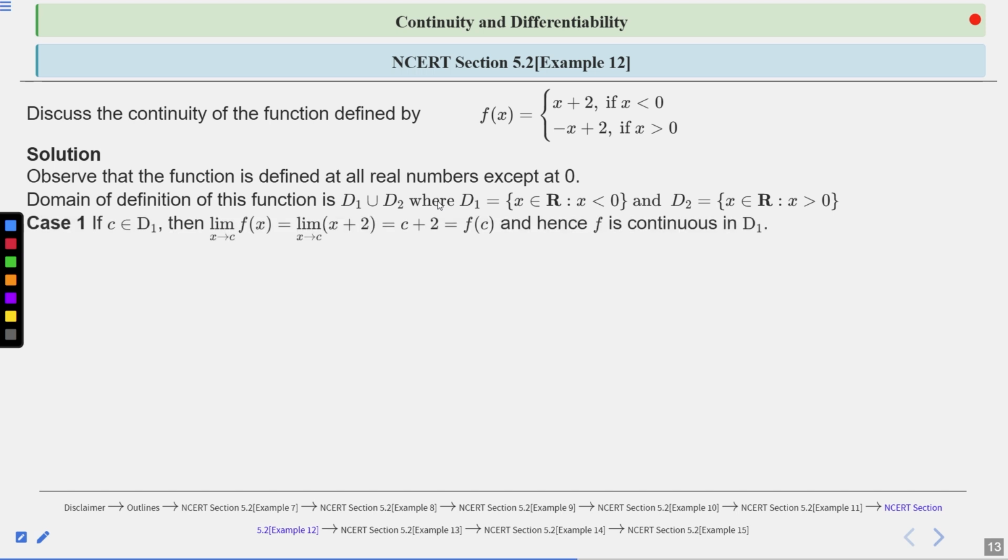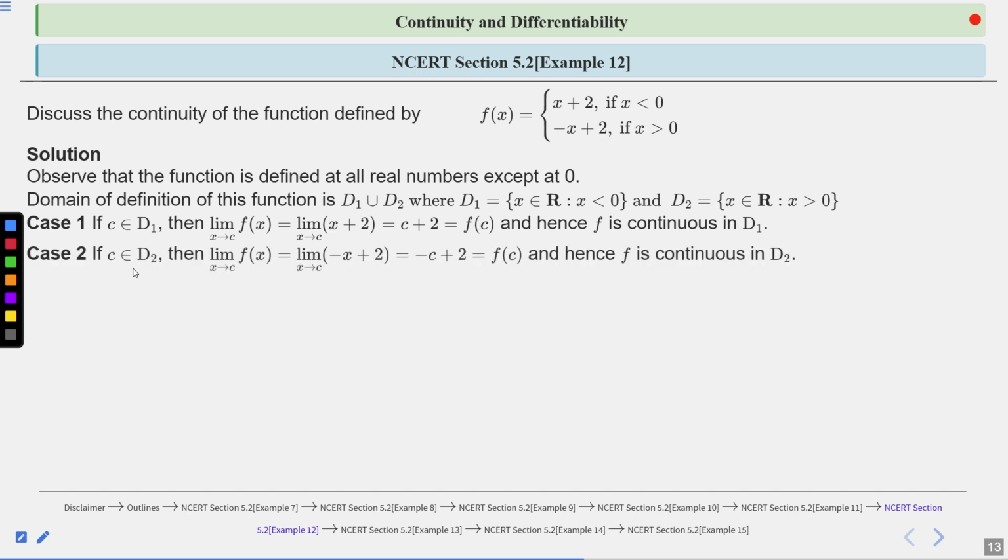When c belongs to D1, then limit as x tends to c of f(x) will be equal to limit as x tends to c of x plus 2, and it will be equal to c plus 2, which is equal to f(c), and hence f is continuous in the domain D1, right? Let us take case 2.